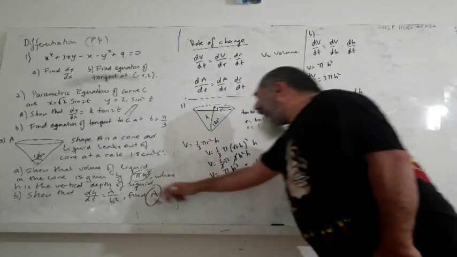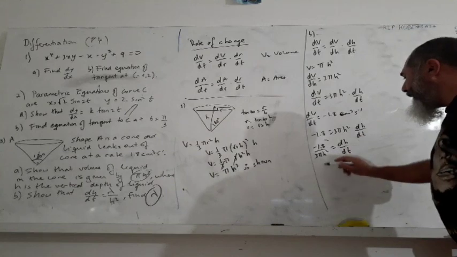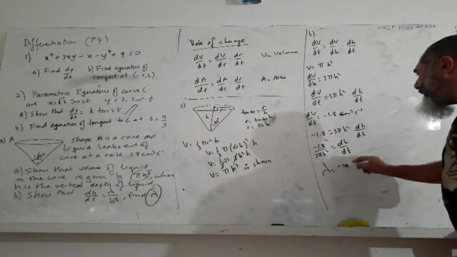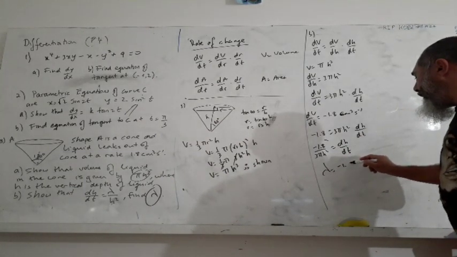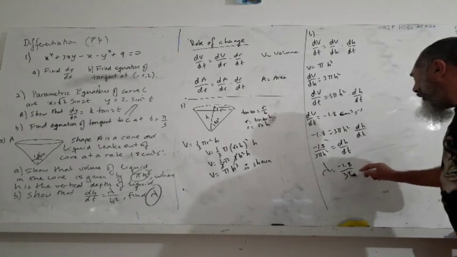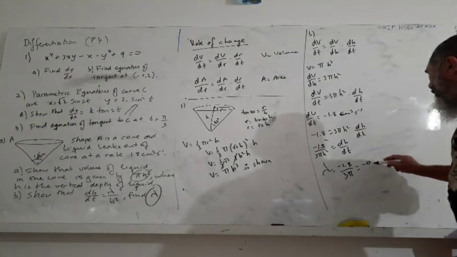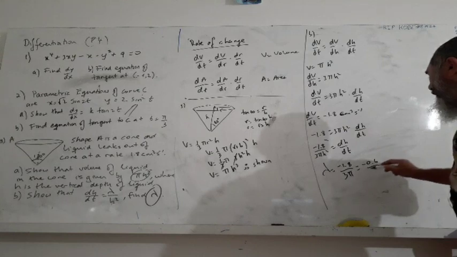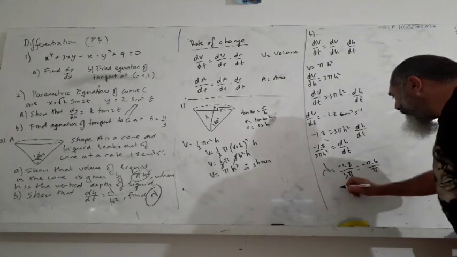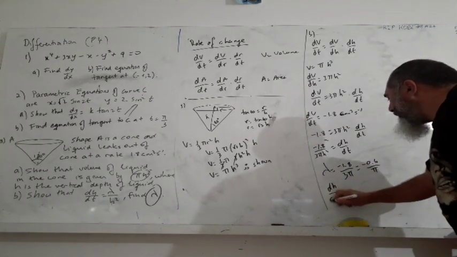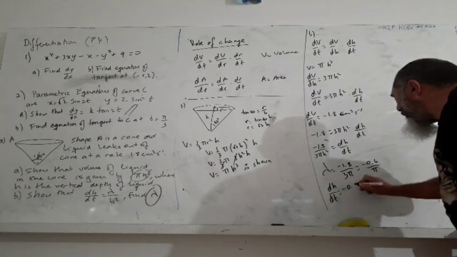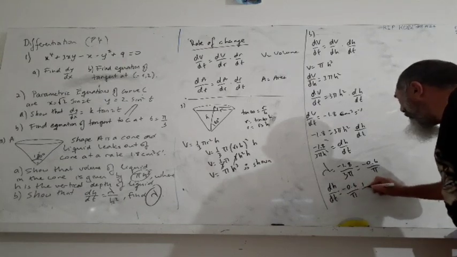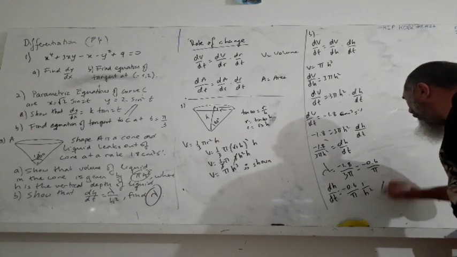Lambda is minus 1.8 over 3 pi, which is minus 0.6 over pi. So dh over dt becomes minus 0.6 over pi times 1 over h squared. That's dh over dt in terms of h.